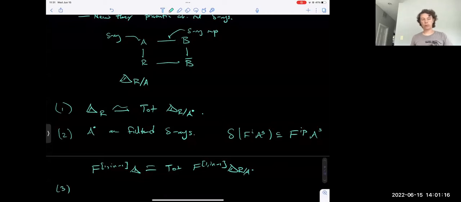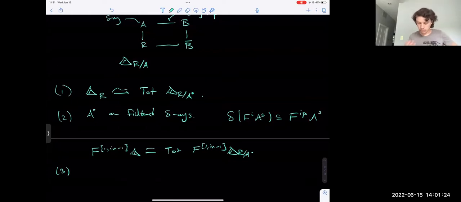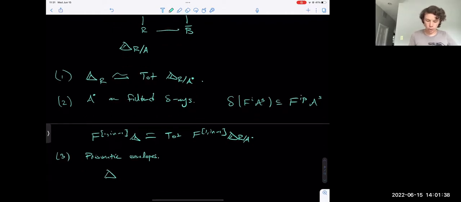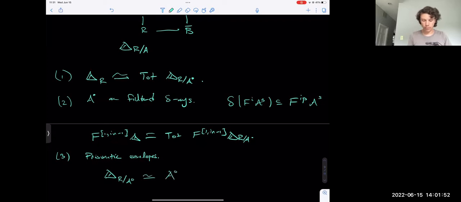Finally, let me just say one more brief word and then I'll be done. You still have to do some actual calculation. This is just giving you some facts. So what is the main thing that makes this work? Well, the main thing is the theory of prismatic envelopes. Let me just say that this prismatic cohomology of R, let me just do it over A0, turns out to be a specific construction that lives purely in algebra over A0.